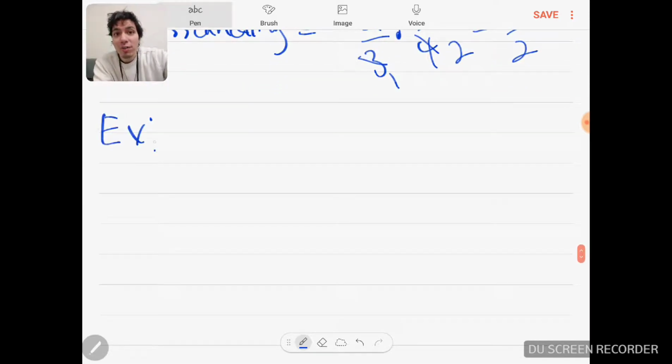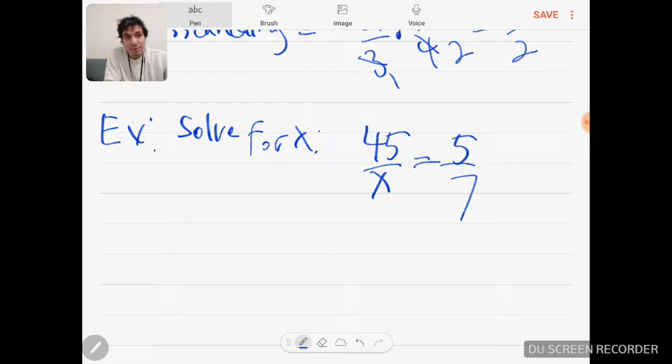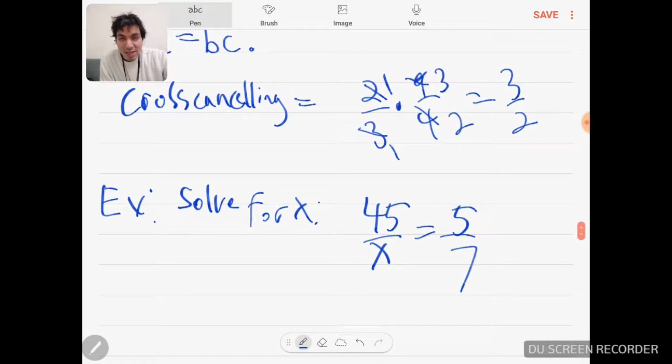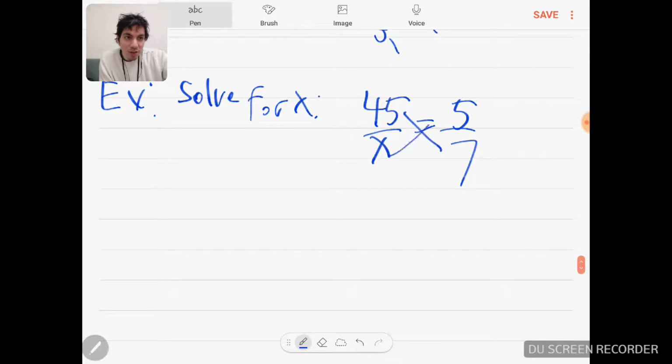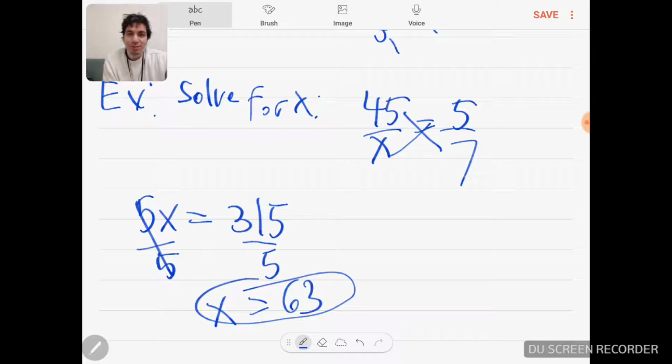Let's have an example of the cross product. So let's say it says solve for x, and I give you 45 over x, and it's equal to 5 over 7. So remember, look at the difference. See here, I'm given an equal sign compared to the multiplication. Therefore, when I cross multiply, I'm left with 5x is equal to 315, and then I divide both sides by 5. X is equal to 63 as my answer.